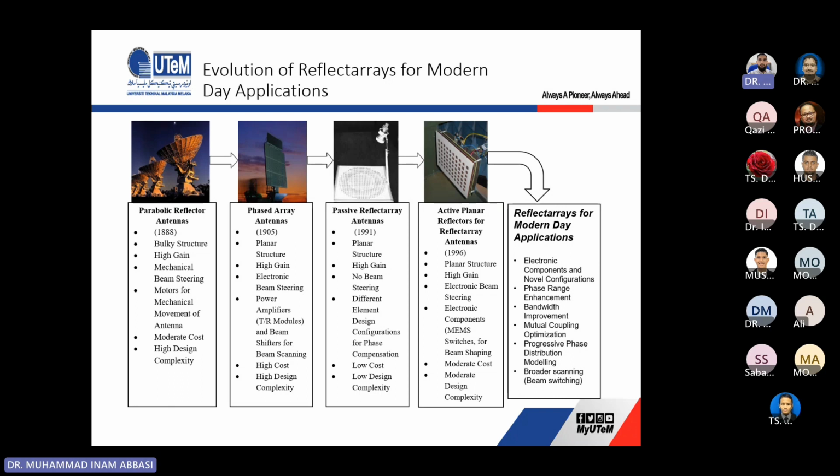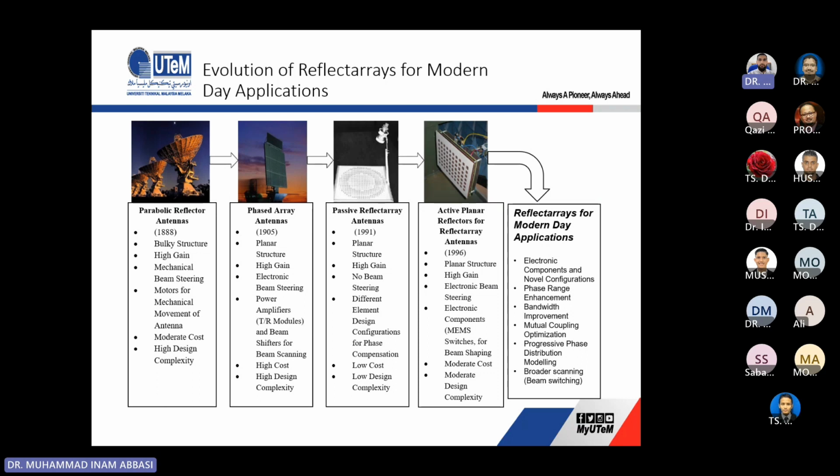Then in 1905, the phased array antennas were proposed, which were a planar structure. With the planar structure, they were easy to integrate on different types of planar surfaces, and they can be used for military communications. And then for beam steering, instead of mechanical beam steering, there was electronic beam steering that uses different types of electronic components for transmit receive modules and also amplifiers. But with all these components, the design becomes complex and high cost as well.